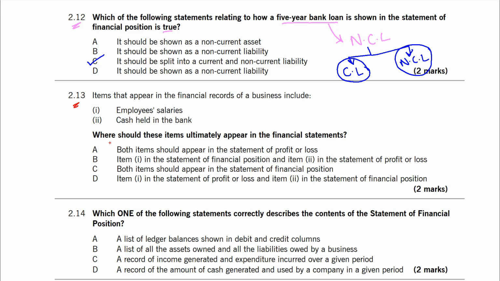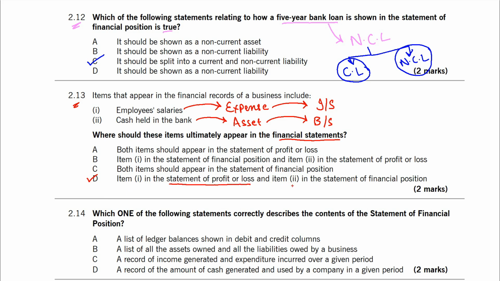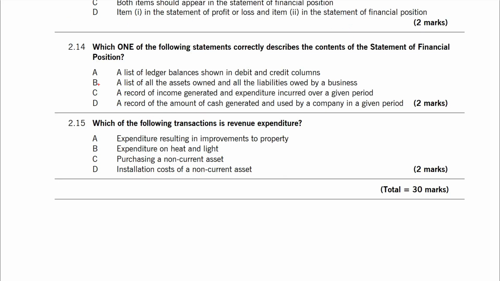Next we have question number 13. Where should these items ultimately appear in financial statements? Items that appear in the financial records of the business include employees' salaries. These salaries are an expense for the business, and we include expenses in the income statement. We also call it the statement of profit or loss. Cash held in the bank is an asset for the company, and we record assets in the balance sheet or the statement of financial position. So option D is the correct one. Item 1 should be recorded in the statement of profit or loss, and item 2 should be recorded in the statement of financial position.